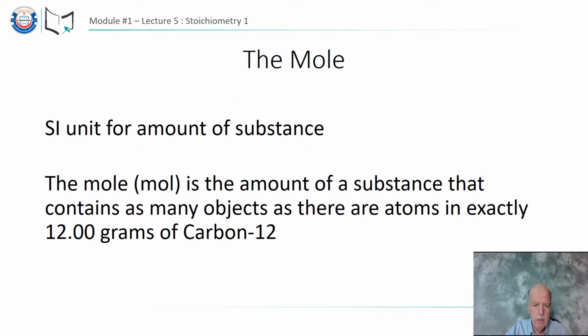The mole is the SI unit for amount of substance. For chemists, we have our own unit, which is the number of moles. The mole, where does it come from? It tells me that carbon 12 has 12 grams. So these 12 grams are equivalent to what? 1 mole of carbon 12.